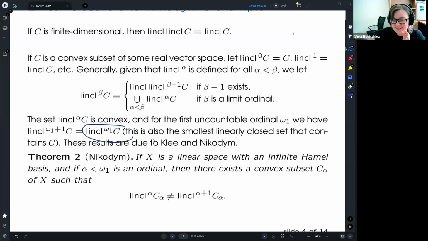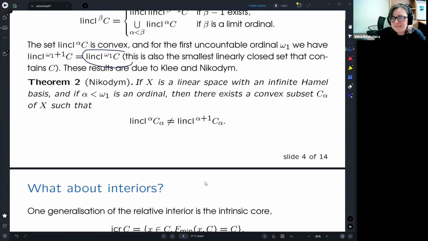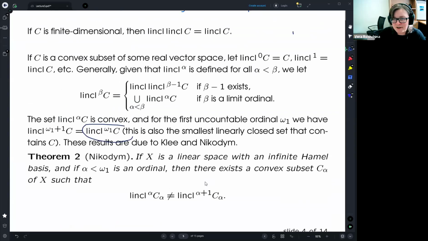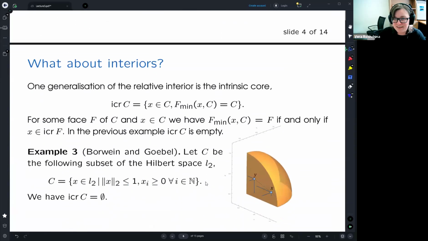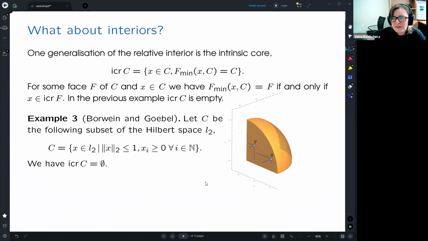So that will be actually the closure, the largest closure of this convex set. Okay, so that's about closures, as much as we can do just with linear structure. And now let's talk about interiors. So remember, in finite dimensions, we have the idea of the relative interior.